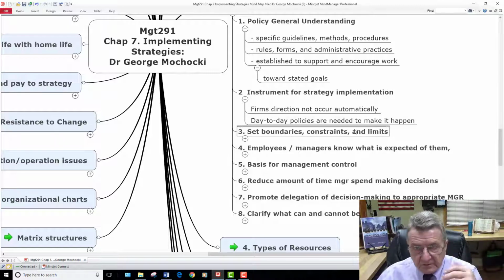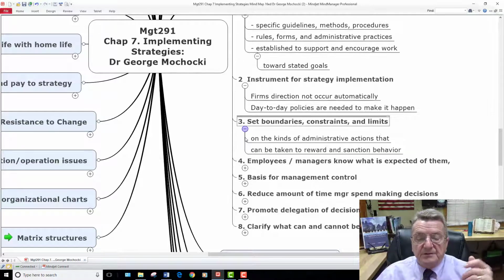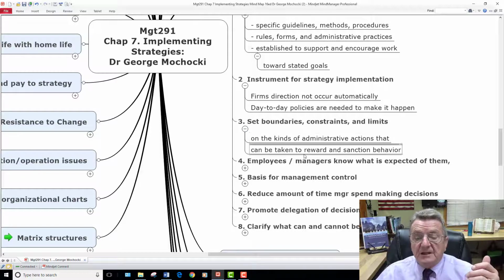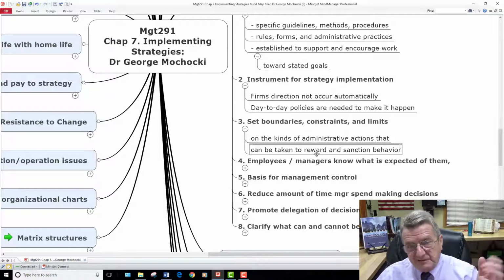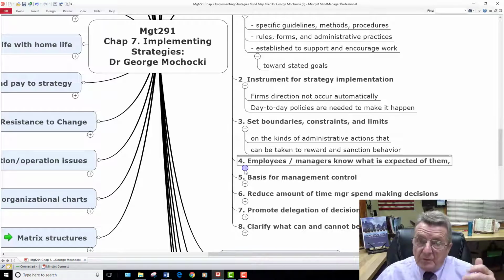Who do you report to? So your policies are basically your rules, terms and conditions in a business, for lack of better words. They set boundaries, constraints, and limits. How far should I go? What could I do? They cover the kinds of administrative action that can be taken to reward or sanction behavior. In other words, to punish. Okay. But I want more to reward. So there's a bonus. There's something in it for me.